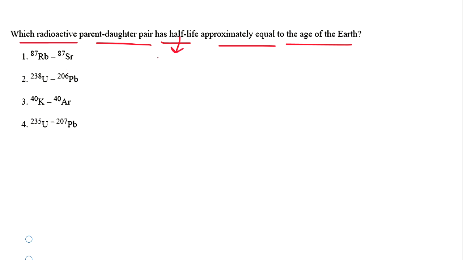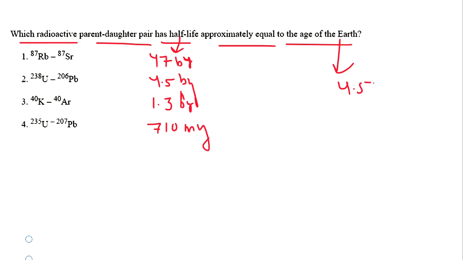for rubidium-strontium is 47 billion years. Okay, and for uranium-238 to lead-206, it is 4.5 billion years. Okay, and for potassium-argon, it is 1.3 billion years. Okay, and for uranium-235 to lead-207, it is this much, 710 million years.